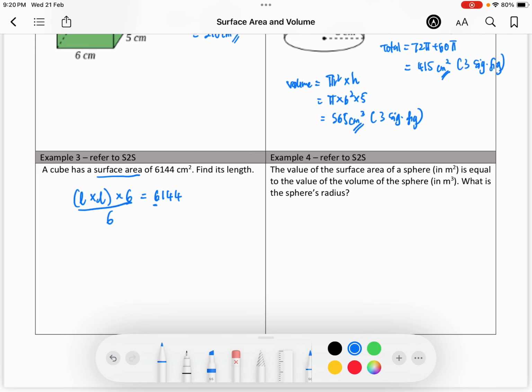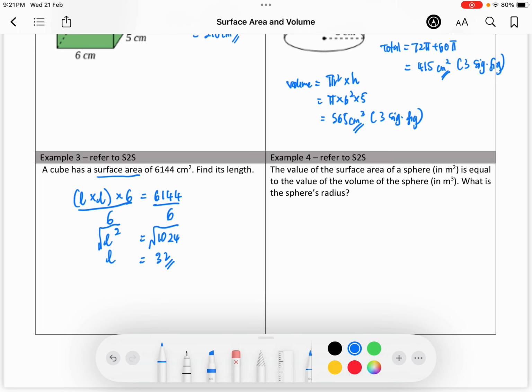So we're going to solve this one. We're going to just divide this by 6. So that would be L square equals to 1024, and then square root both sides, and I get my L is equal to 32. Okay, and then the last one.